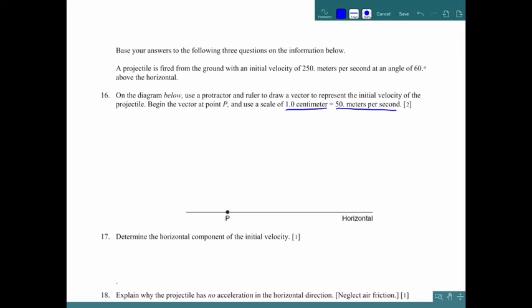Well, we got 250 meters per second, right? And if the scale is 50 meters per second to 1 centimeter, we can use conversion factors here to find out that the vector has to be 5 centimeters long, at an angle of 60 degrees. I'm not going to measure perfectly, but I'm just going to go like this. And then you label this 250 meters per second, and this is 60 degrees.